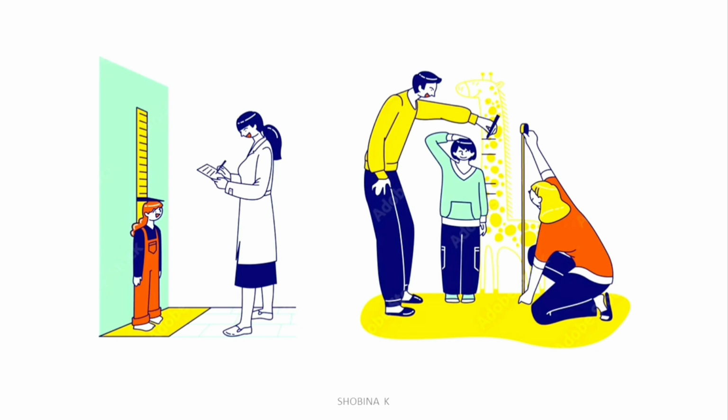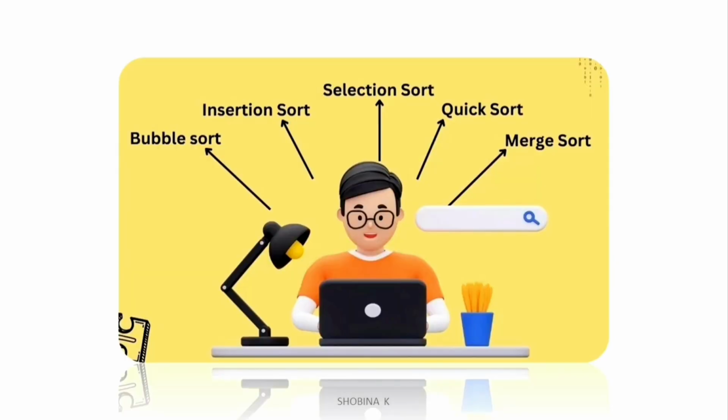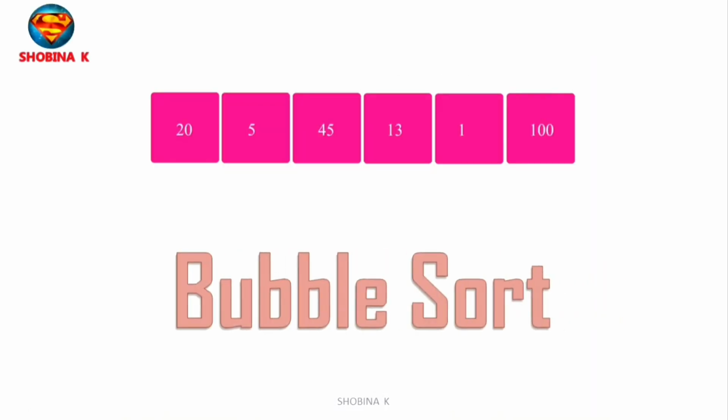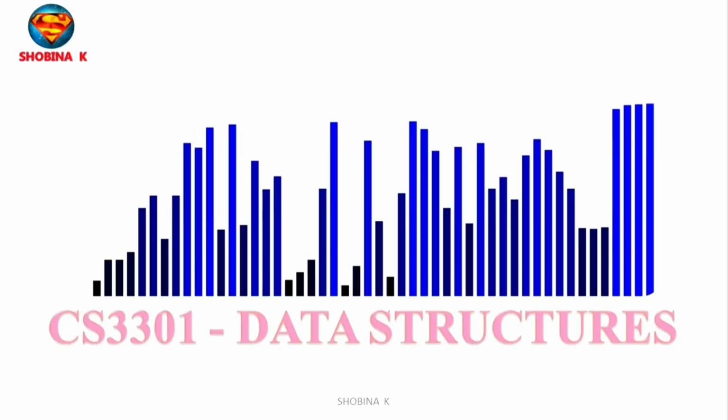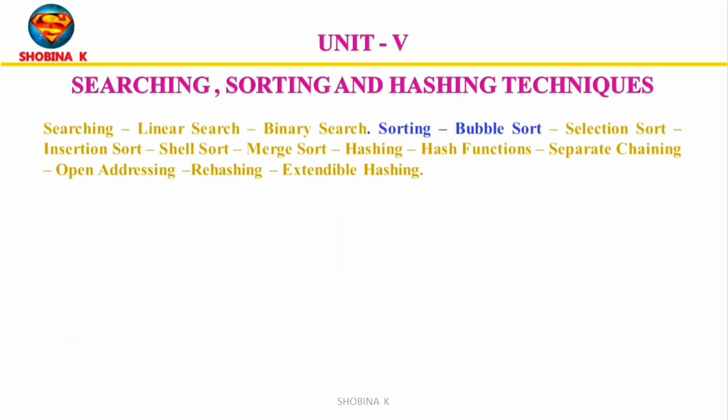There are many sorting techniques defined in the computer science domain like bubble sort, insertion sort, selection sort, quick sort, merge sort, radix sort, bucket sort, etc. In this video, we will be focusing on bubble sort. Without any further ado, let's get started.